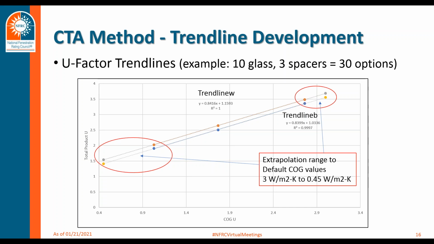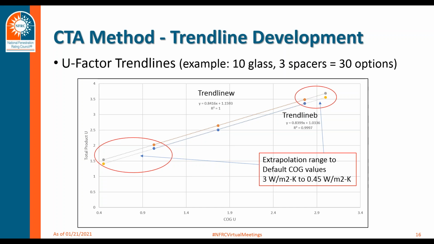Say the manufacturer has a glass matrix of 10 glass options, all at 1-inch nominal IGU, and 3 spacer options. Let's just say they have an aluminum, a steel, and a non-metallic. So in this product matrix, there are 30 total product options. In traditional methods, all 30 of those options would have to be analyzed. That's not the case when we work with the commercial trendline approach, and we'll discuss this here further.